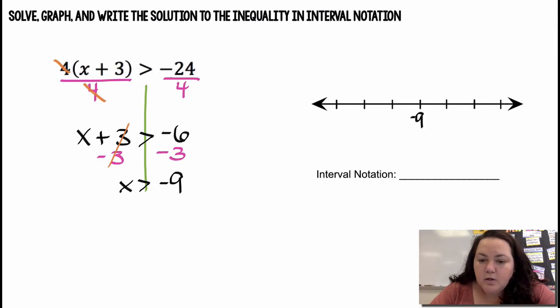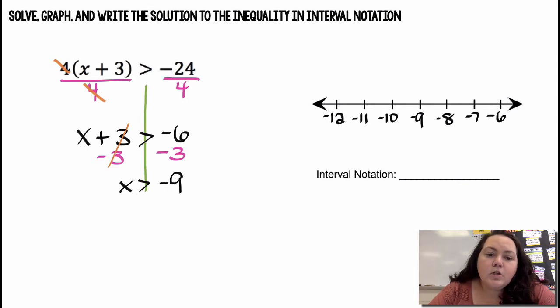Now I'm going to graph this. I'm going to start at negative 9 and put that in the middle. If I go to the right, those are bigger numbers. So negative 8 is bigger than negative 9, negative 7 is bigger than negative 8, and negative 6 is bigger than negative 7. The other direction will be smaller numbers: negative 10, negative 11, negative 12.